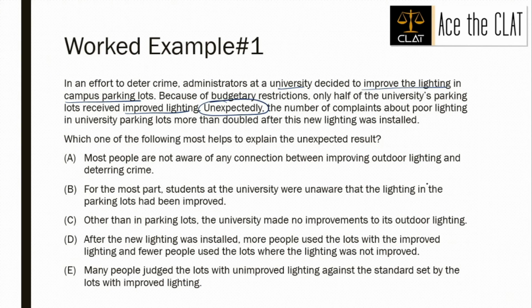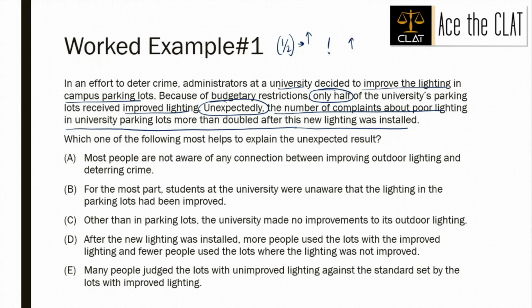Unexpectedly, that's a contrasting word, I guess. Unexpectedly, the number of complaints about poor lighting in university parking lots more than doubled after this new lighting was installed. Okay, so our contrasting word over here is this word unexpectedly, and it is quite evident that the information on either side of that word would not be in sync, right? This side says half of the university's parking lots received improved lighting. Okay, for half of the university parking lots, the lighting improved. But unexpectedly, the number of complaints rose.